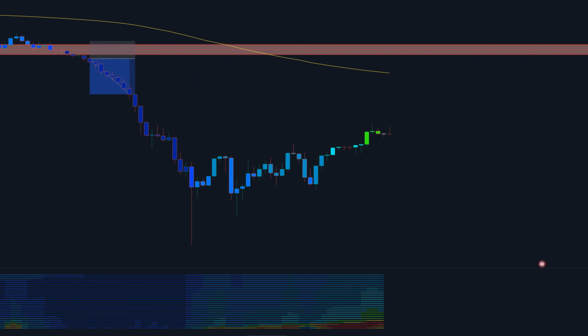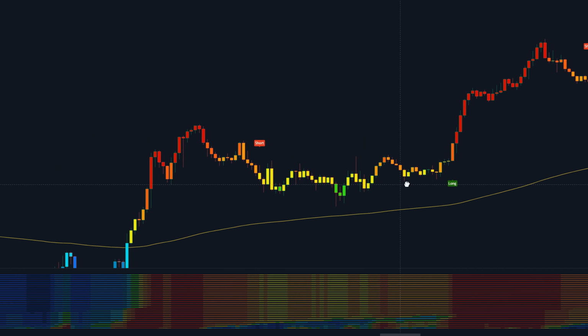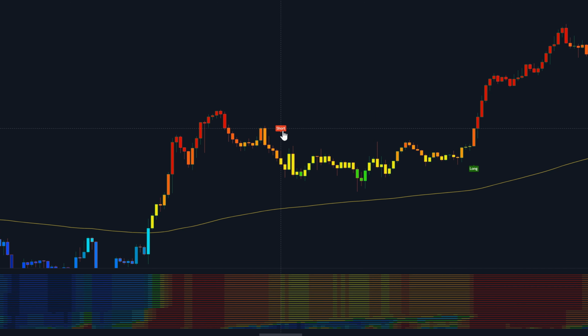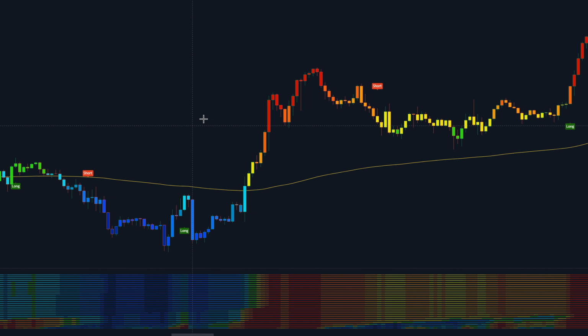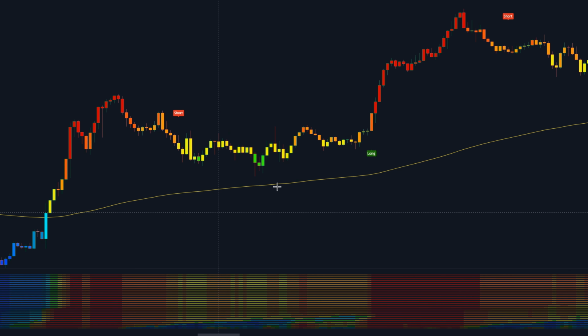But there is another way. So on our chart, I added an extra indicator that prints these long and short signals based on a combination of super effective price action concepts.